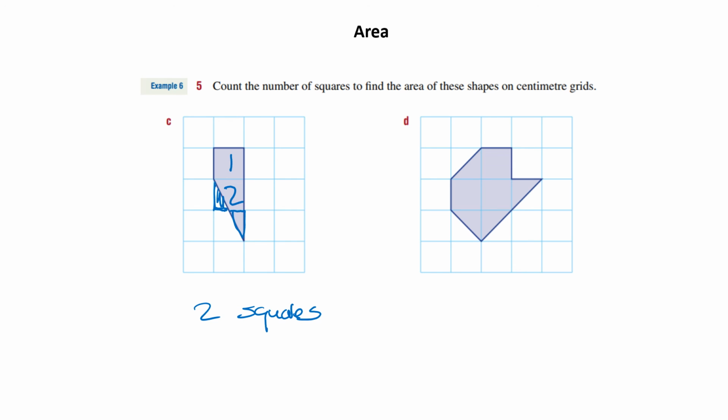This one here, let's count the full ones. I've got 1, 2, 3. Now, if you look at this one, it's cut in half, and so is this one. So what we can say therefore is, let's put 1 there, we're going to say 4. And if you look at this as well, we're cutting through the middle, so let's cut that one out and imagine it was there. I would say 5. So in this case, our answer would be 5 squares.